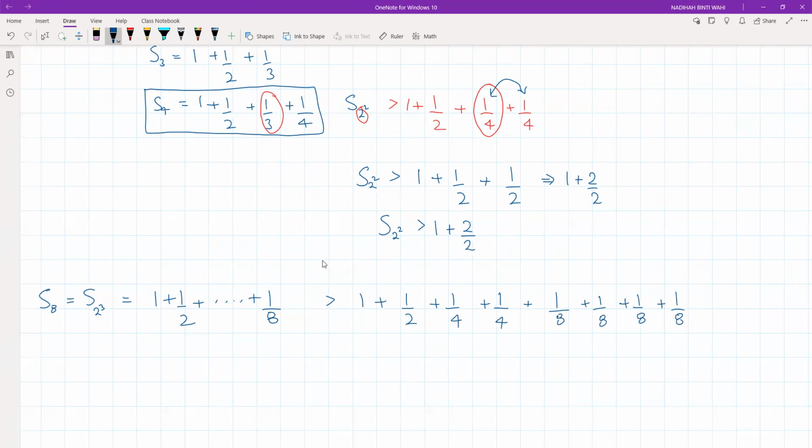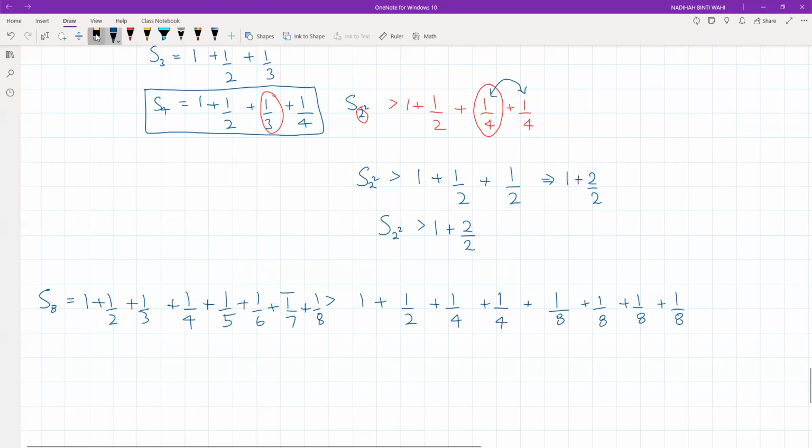Okay, so for the comparison, maybe I can write the full expression. If I write the full expression right here, it will be 1 plus 1 over 2 plus 1 over 3 plus 1 over 4, 5, 6, 1 over 7.